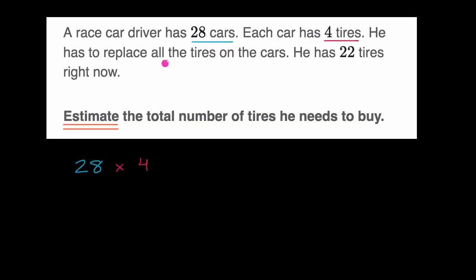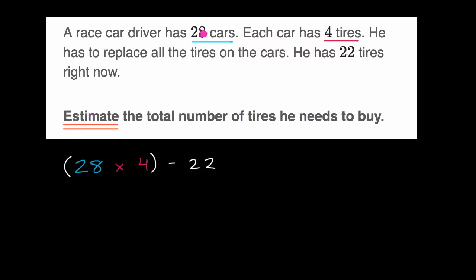And then it says he has to replace all the tires on the cars. And if he didn't have any, this is the number that he would have to replace. But it says he has 22 tires right now. So if we were trying to figure out exactly, you would say 28 times 4. That's how many he needs to replace. But he already has 22, so you subtract that out. And then this whole number would be the number he needs to buy. Now, this calculation isn't so easy to do, especially if you're doing it on a napkin or in your head. But that's why we're going to estimate.